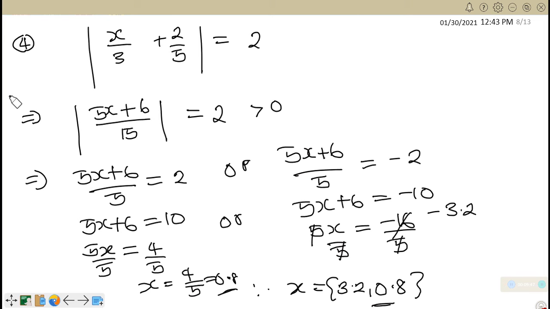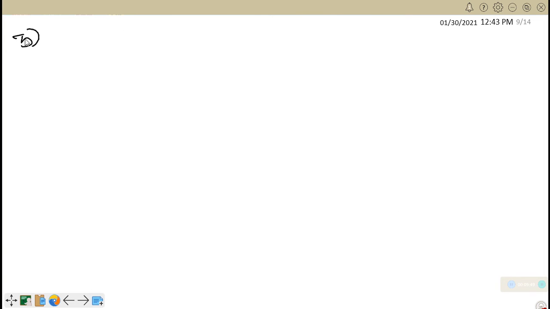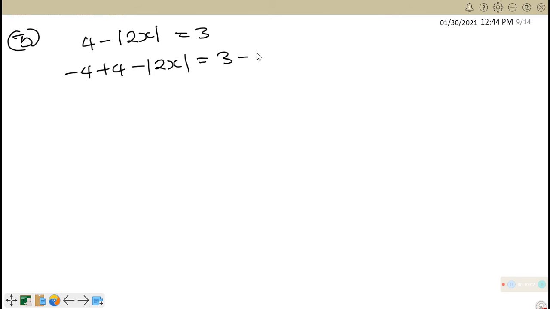So the final example on this one, we have example 5, which can be written as 4 minus absolute value of 2x equals 3. We can subtract 4 from both sides. Subtracting 4 from both sides will give us 3 minus 4, so which is the same thing as absolute value of 2x equals minus 1.